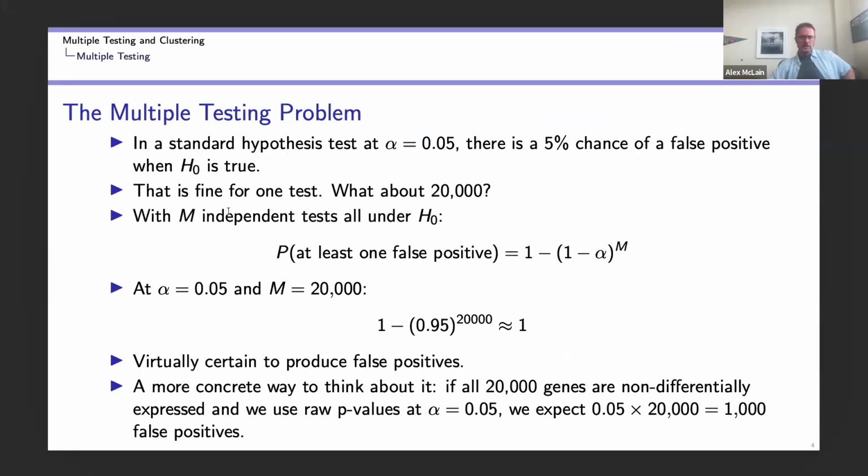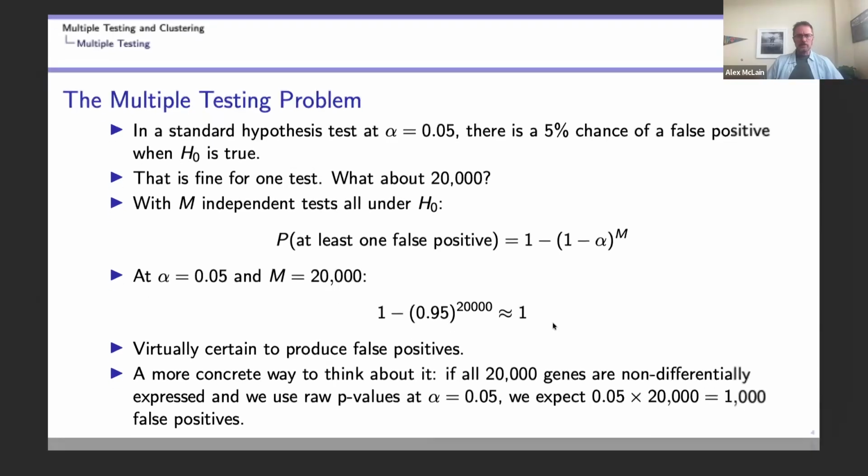So if we cut off at 0.05, we're going to get a lot of false positives. What's the probability that we get at least one false positive? It's going to be equal to 1 minus (1 minus alpha) to the power of m, where m is the number of hypotheses that we test. So if we do 20,000 tests, the probability is 1 that we make a mistake.